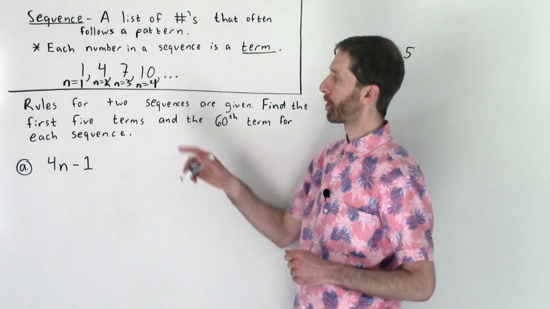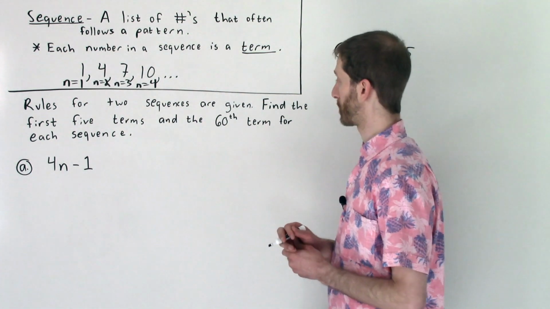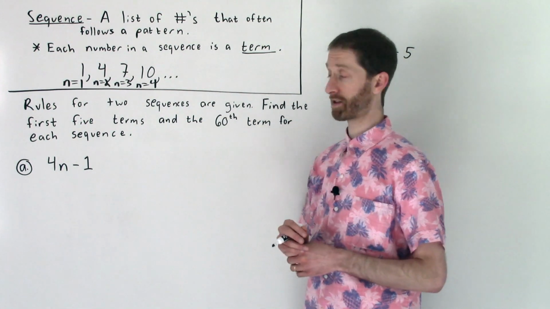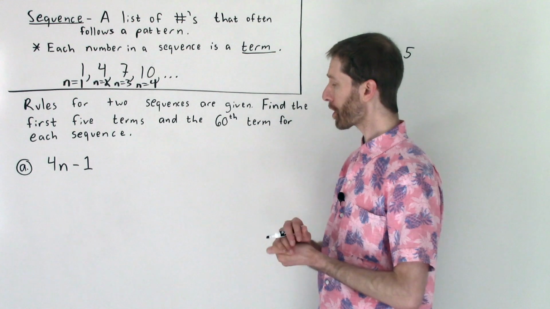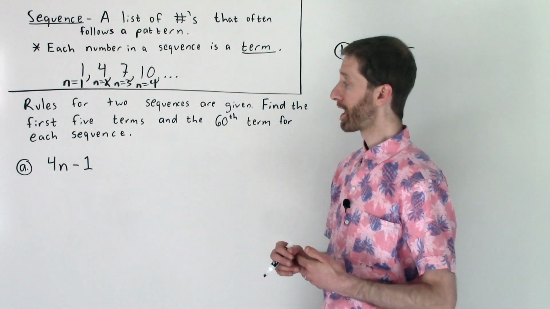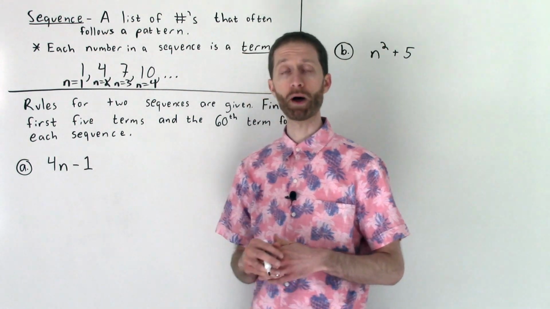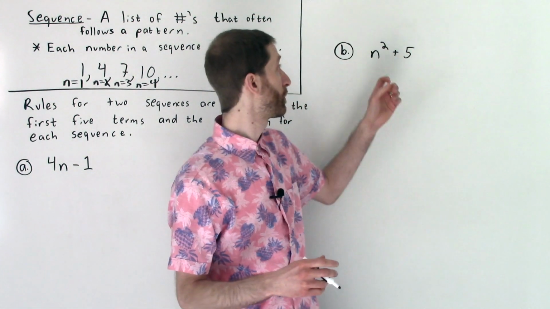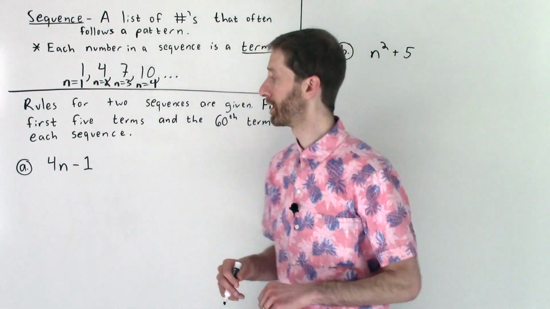So we are told that we are given rules for 2 sequences. Find the first 5 terms and the 60th term for each sequence. Okay, so what does that mean? Essentially, we need to figure out how to use this expression to come up with terms of the sequence, the first 5 and the 60th. And then we'll do this one over here a little later on in the video.